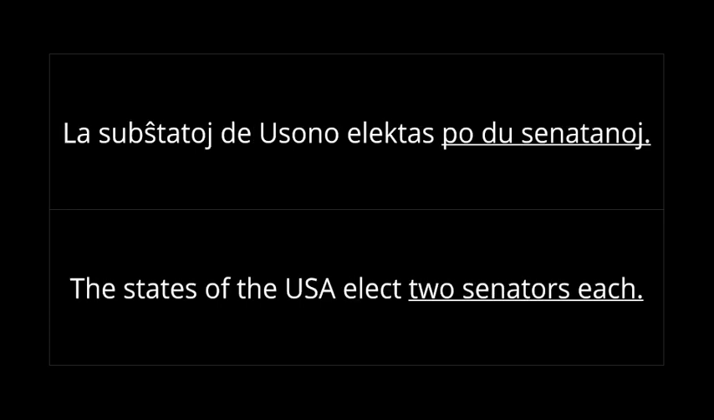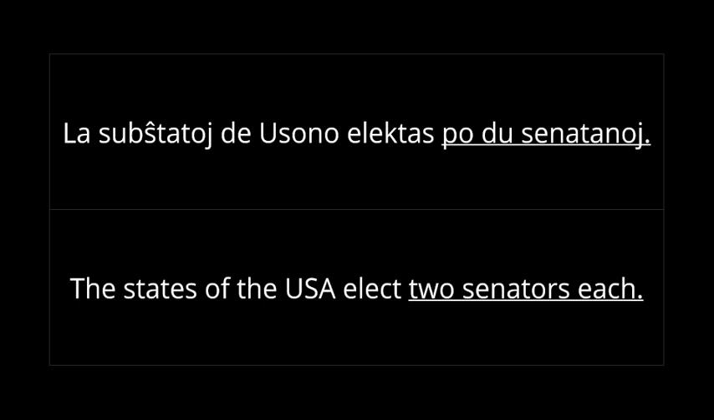Here's another example. La subŝtatoj de Usono elektas po du senatanoj. The states of the USA elect 2 senators apiece, or 2 senators each. So it's just a helpful little preposition that's used when you're distributing numbers, or distributing numbers of things across a collection.